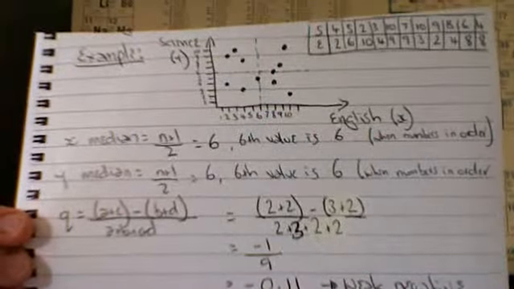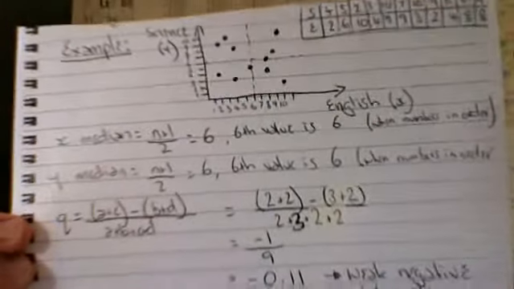Okay, so here's an example. What we've got here is two sets of results. Someone took an English test and a science test, and these are the results from those people, okay? So we've got science and English. There's that table up the top, and then we've plotted it on the scatter plot.